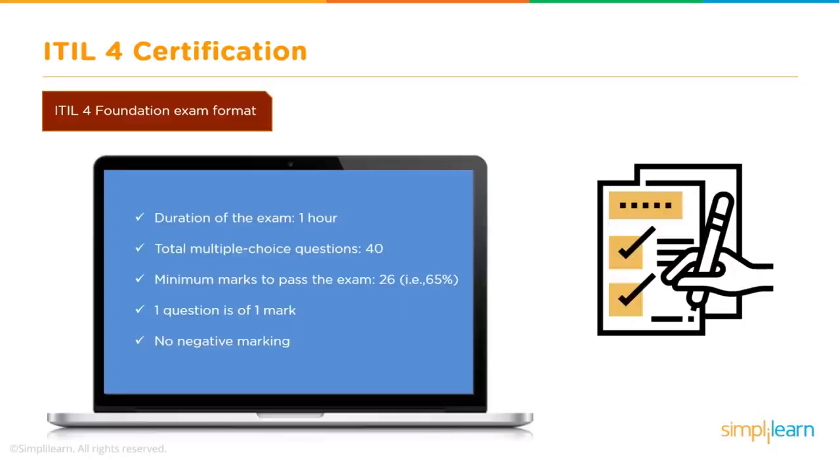So the ITIL 4 foundation examination format would look like this. The duration of the examination is 1 hour. So totally there are 40 multiple choice questions. Each right answer would carry 1 mark and the duration of the examination is 60 minutes. So one has to score 26, that is 65% for the 40 questions given, and there is no negative marking for wrong answers. So once you complete the foundation certification, one can move forward towards accomplishing the next level of certification.